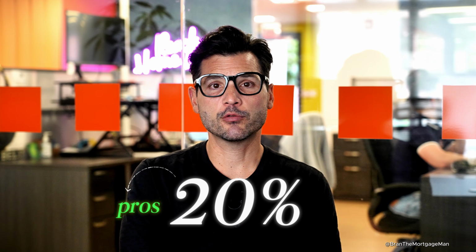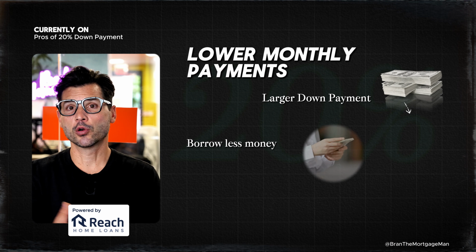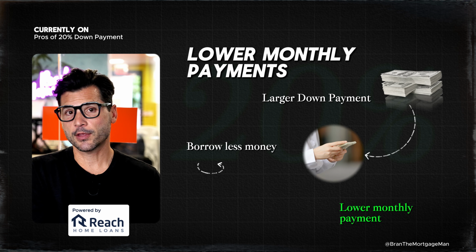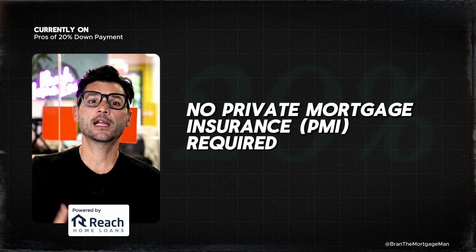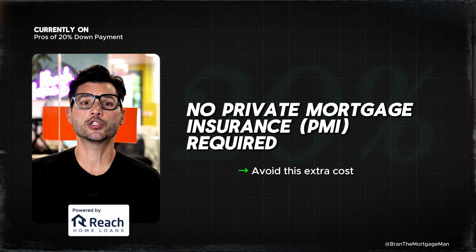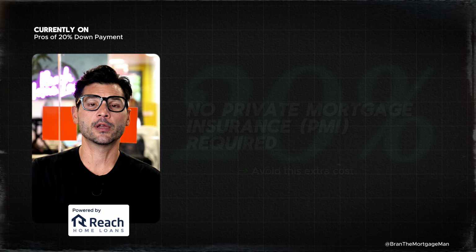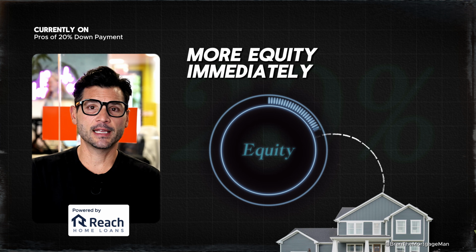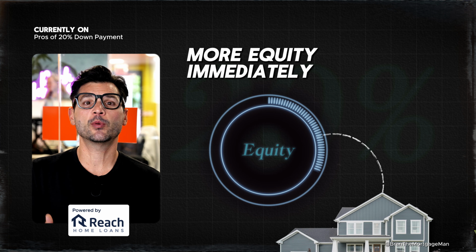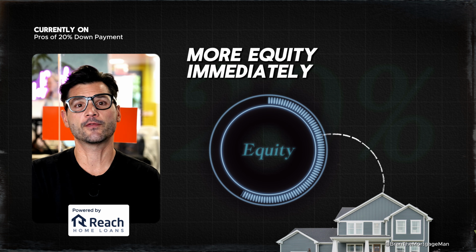Now let's compare this to buying a home and putting down 20%. Well, let's get into the pros. Lower monthly payments. Because you have a larger down payment, you're going to borrow less money, which means you can have a lower monthly payment. Naturally, you're not going to have to pay PMI or mortgage insurance. You're going to avoid this extra cost because you're putting 20% down on the property and it's not required. You're going to have more equity immediately. A significant down payment will give you a solid equity cushion, which means it's more beneficial during market fluctuations.